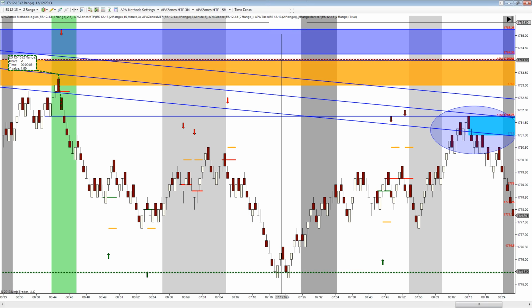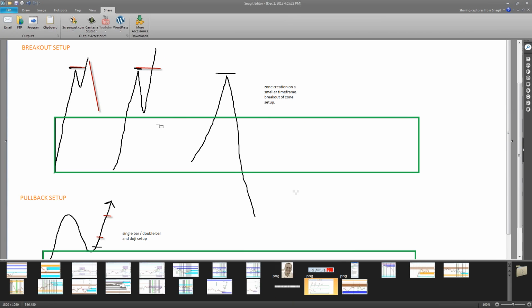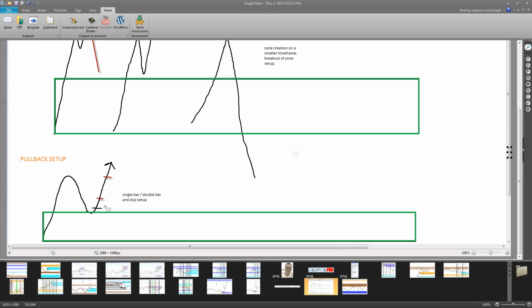So basically the APA Methodologies MTF goes to capture another type of setup. Remember how we were talking last Thursday about the breakout setup? Let me see if I can find the screenshot here. There we go. So the MTF captures not only the pullback setup, of price action touching the zone and then leaving the zone with price action confirmation down here, where you can take your targets wherever you want to.